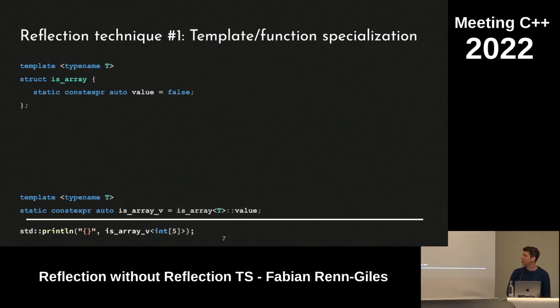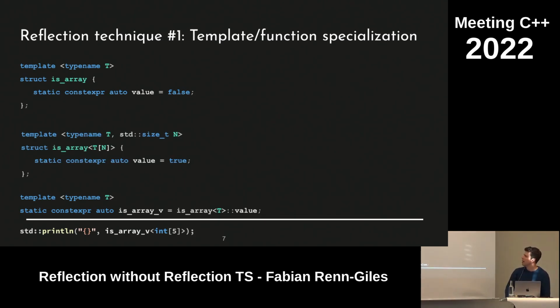Just another example, instead of is pointer, we now have is array. Again, we have a struct, which for any type just returns false. But now we specialize this, and if the compiler can match this pattern here, which it could for a raw array, then the value will be true. So yeah, that's a very, very simple technique.